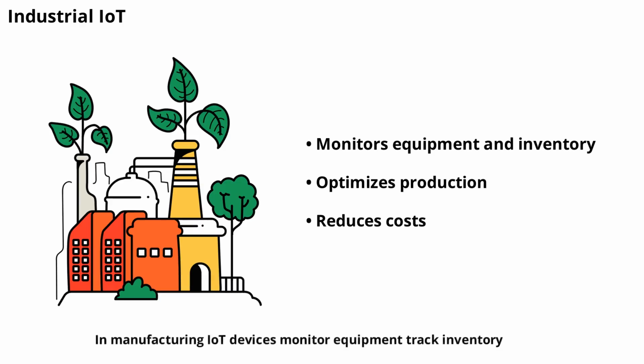In manufacturing, IoT devices monitor equipment, track inventory, and optimize production processes. This is often called the Industrial Internet of Things, or IIoT. By collecting and analyzing data in real time, companies can reduce downtime, improve efficiency, and save costs. The impact of IoT in industry is profound and continues to grow.